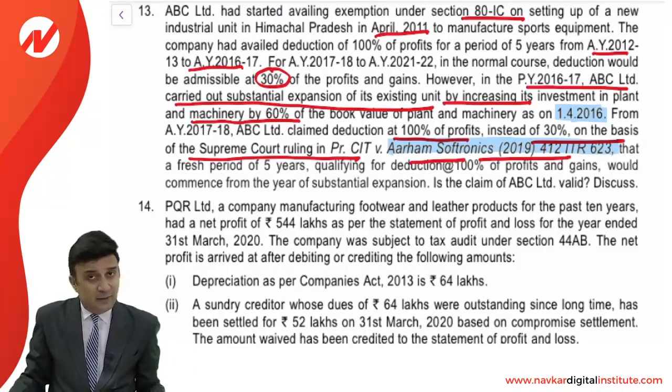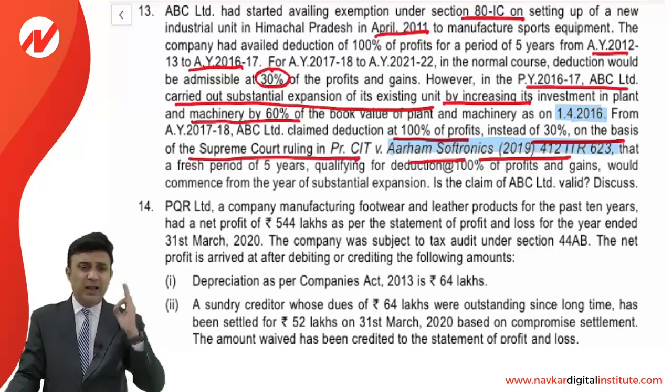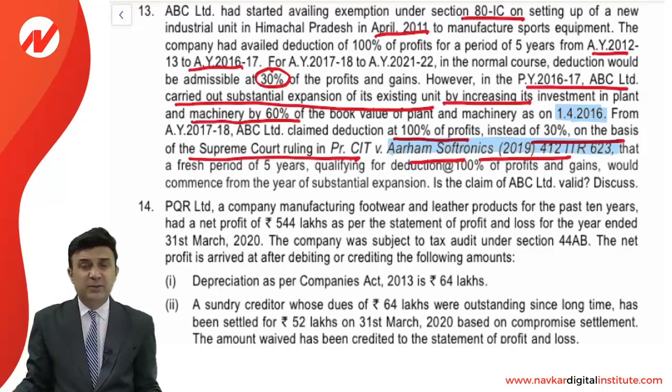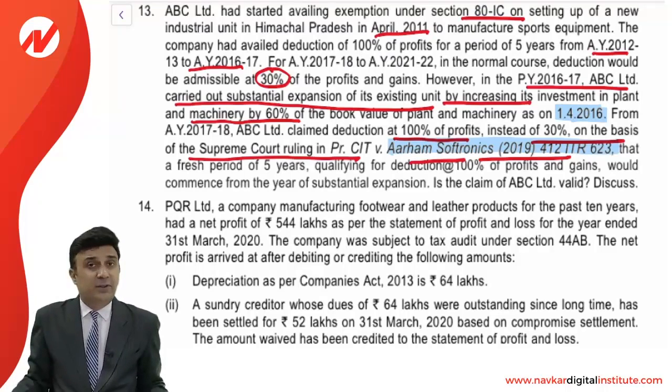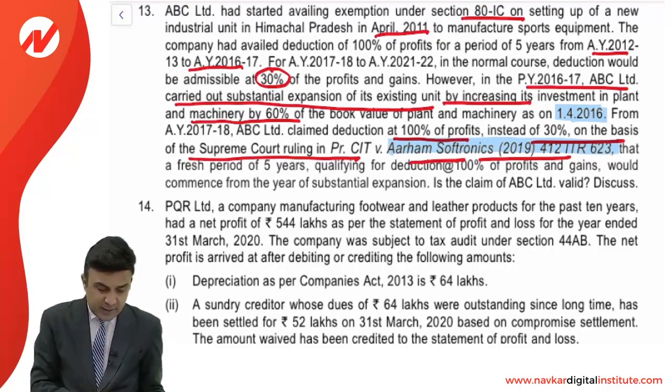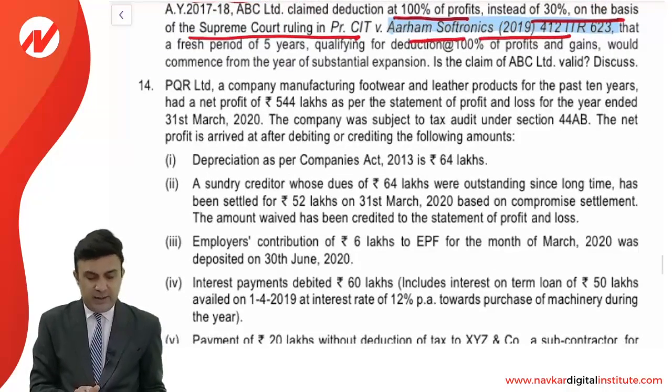Friends, answer. All the conditions of the assessee are fulfilled. Apparently, Arham Softronics may come to the help of the assessee, but as the assessee has not done the substantial expansion prior to 31st March 2012, the claim of the assessee is not tenable in the eyes of law and the assessee cannot claim the deduction. Whether the claim of ABC Limited is valid, the answer is it is invalid. So you cannot get the deduction of 100%. Please be careful.